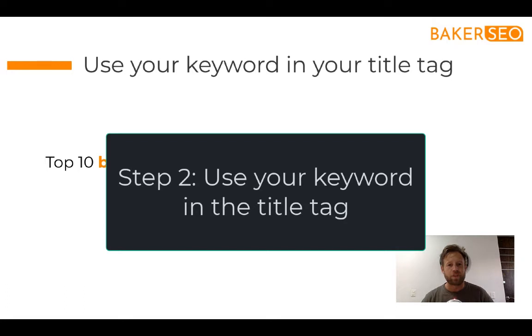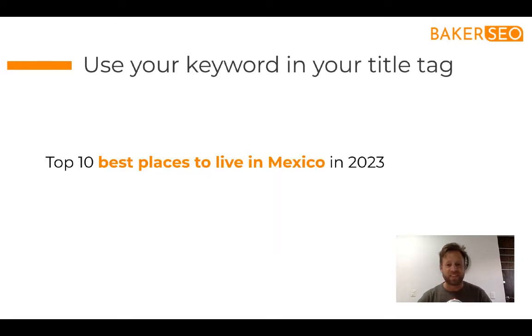Next thing is we want to use the keyword in the title tag. So if I'm targeting the keyword best places to live in Mexico, I'm going to want to make sure that I incorporate that exactly the way it is somewhere in the title tag. And you see that I've done that, and I've added an editorial component to it where I've put top 10 best places to live in Mexico. There's my keyword that I'm trying to rank for in 2023. Very, very simple. Step 2 is just take your exact keyword and put it in the title tag.